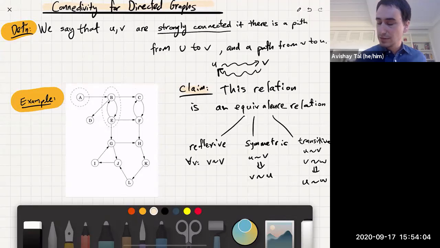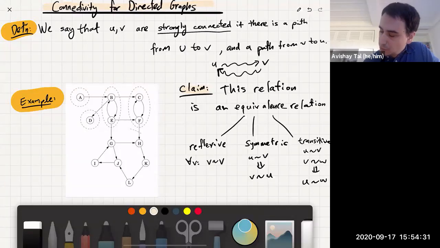What about D? D is isolated, right? You can reach D from other vertices, but you cannot reach any other vertex from D. So D is not strongly connected to any other vertex. D is on its own. C and F, similar to B and E, are strongly connected. And notice what's going on at the bottom. At the bottom, everyone is strongly connected to everyone else. There's a cycle from G to H to K to L to J to I and back to G. If you're somewhere along the cycle, you can get to anywhere else in the cycle, right? So this entire thing is strongly connected.